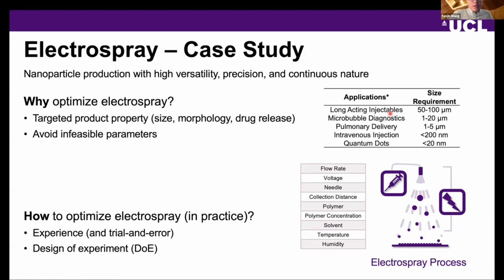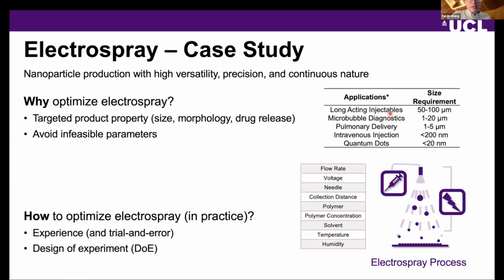And if you are to make some long-acting injectables, for example, for hormone treatment, or for example, for quantum dots or microbubbles, for medical imaging, they all have different size requirements. So that being said, we need to optimize the processing parameters in the lab.